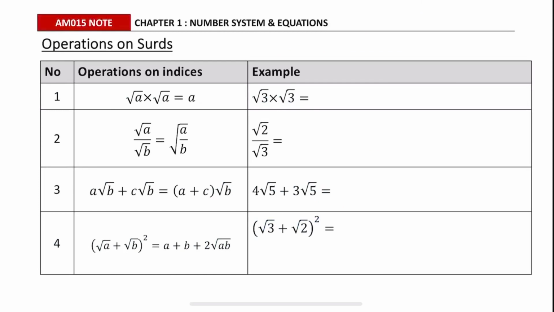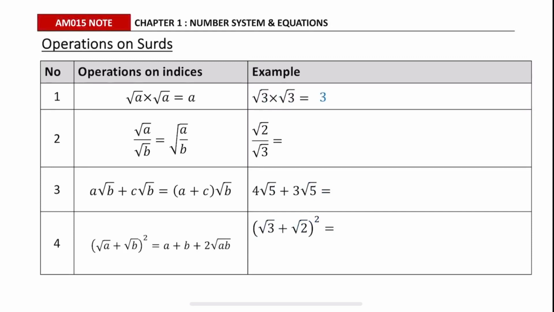Before we go deeper about surds, we must first learn the operations on surd. The first one is the multiplication of square root of a by itself. That means square root of a multiplied by square root of a is equal to a. For example, square root of 3 multiplied by square root of 3, and this is equal to 3.